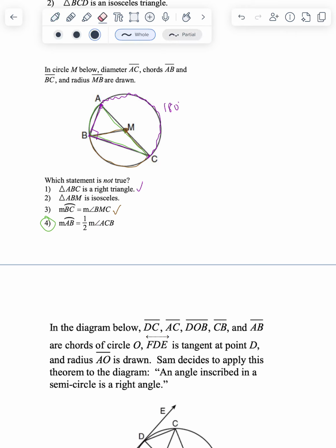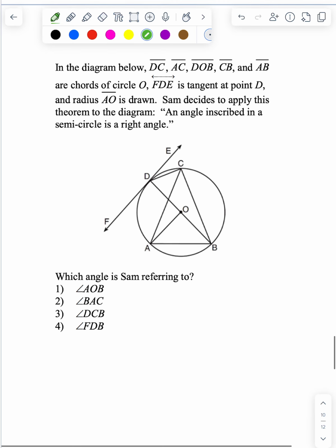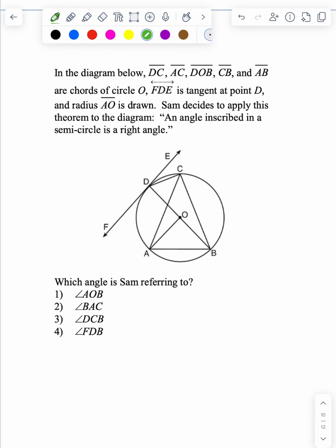And now I see what I misread with answer choice number 2. With answer choice number 2, it's asking about ABM, not the whole big triangle, ABM. And with triangle ABM, AM is a radius, as is BM. So it is isosceles. So the correct answer choice here, the one that's not for sure true, is answer choice number 4. And then finally, our last question for this video.